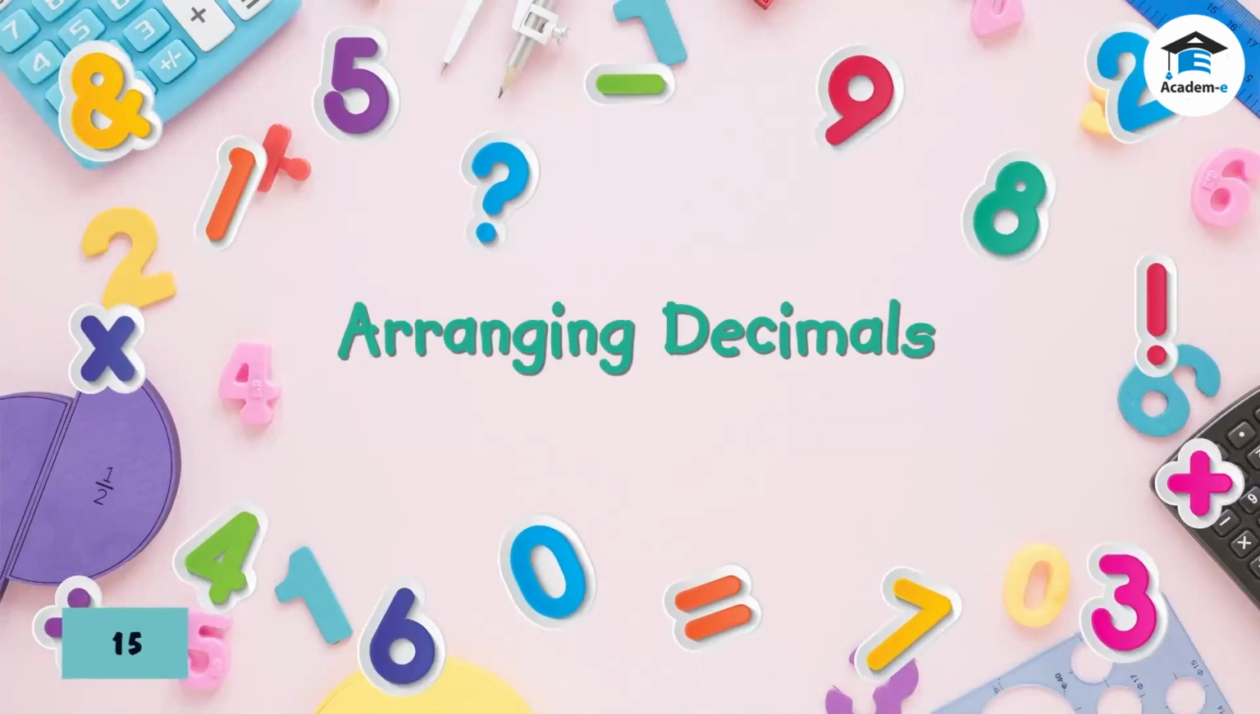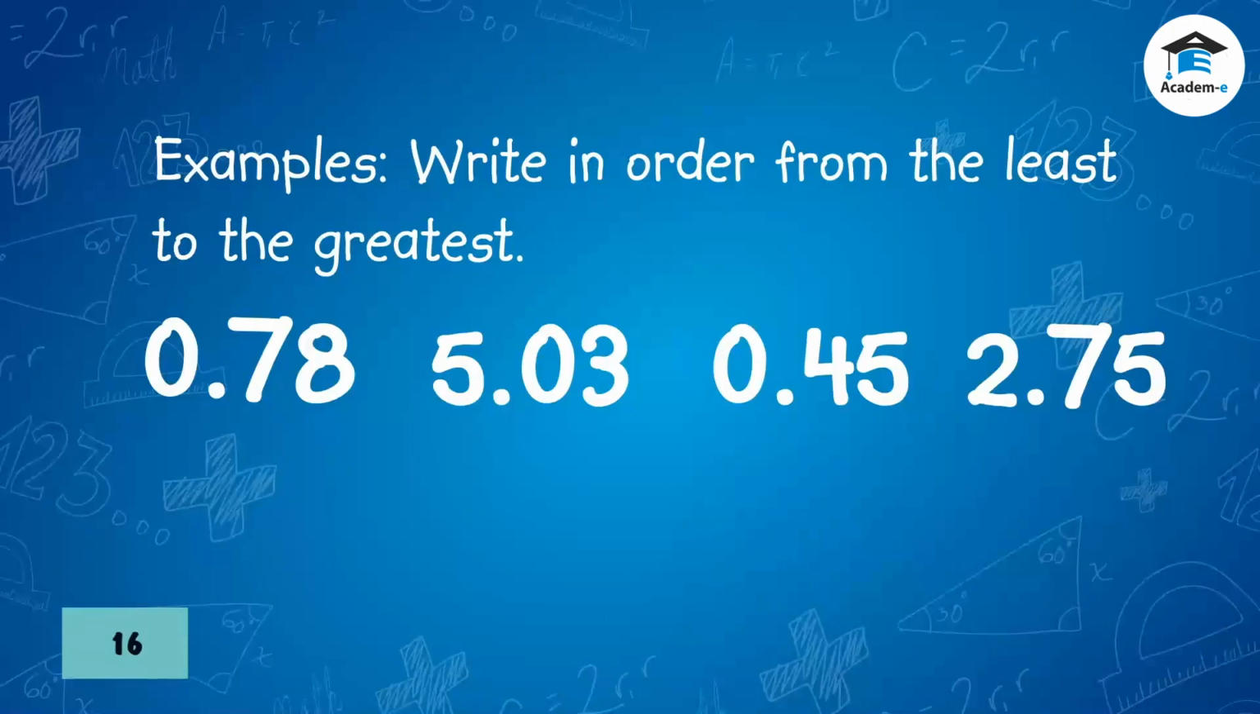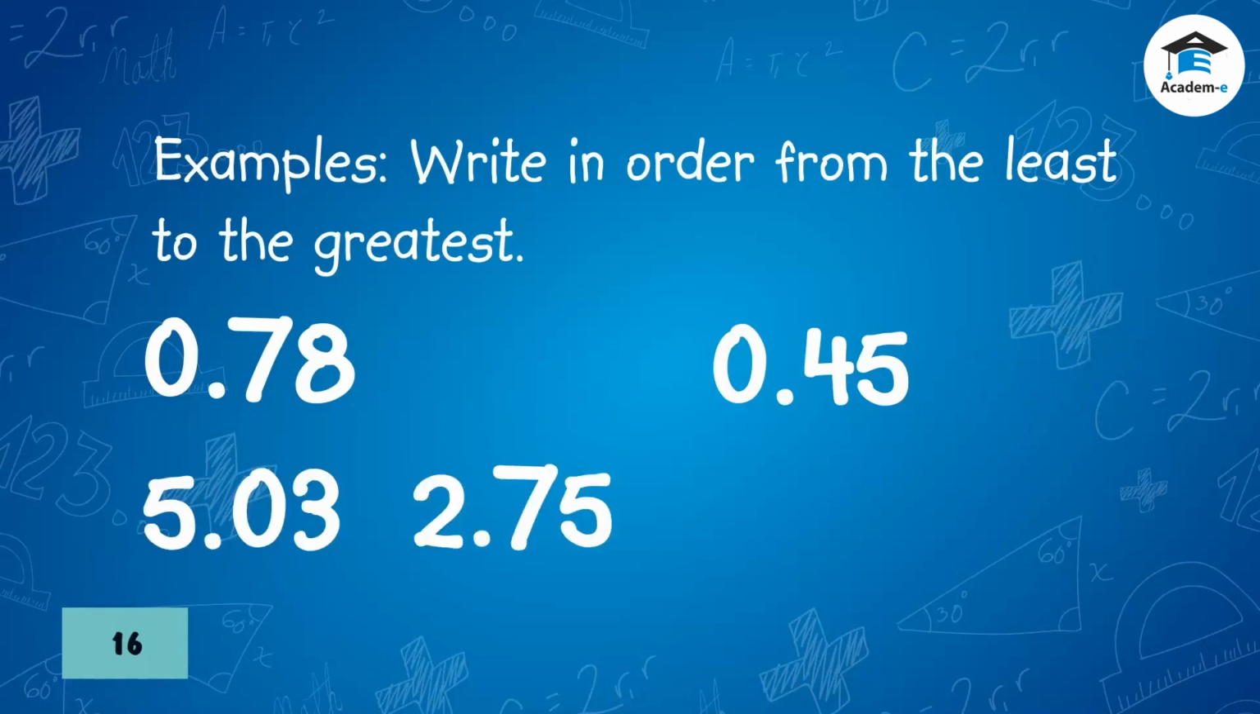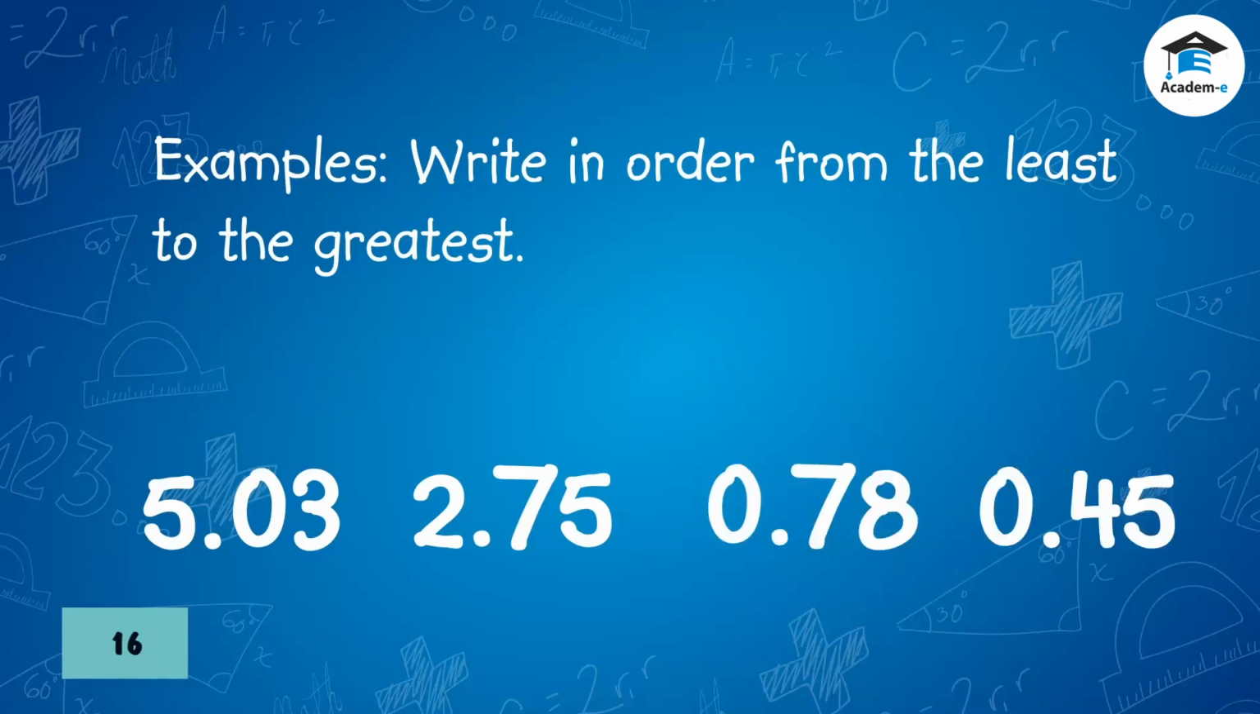Arranging decimals. Let us compare the digits in the ones place. 5.03 is the greatest decimal. 2.75 is the second greatest. Next, consider the tenths in 0.78 and 0.45. 7 tenths is greater than 4 tenths. So, 0.78 is greater than 0.45.